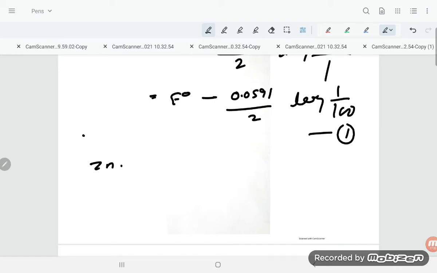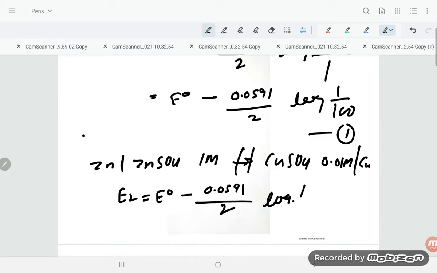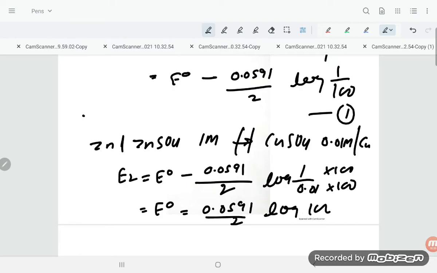So zinc is there, student, and it is converting into ZnSO4 1 molar, then there is the salt bridge. CuSO4 is there 0.01 molar, and then Cu is there. So E2 you are calculating, that is E naught minus 0.0591 upon 2 log 1 by how much, 0.01. So it will come how much, student? Because you multiply by 100 to remove the decimal, so it is coming E naught minus 0.0591 upon 2, and log it will come, student, 100.